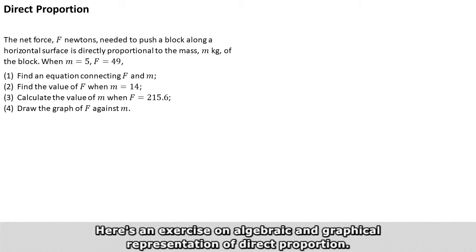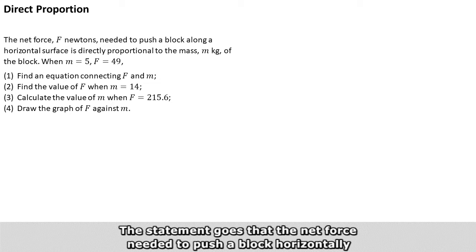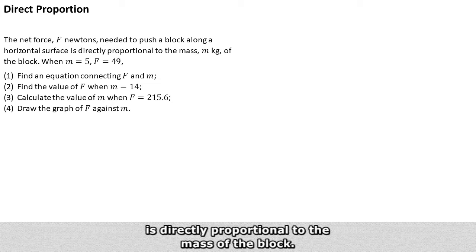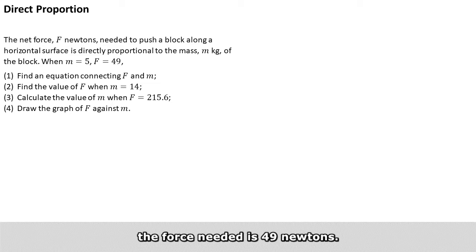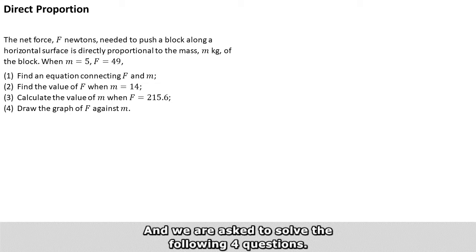Here's an exercise on algebraic and graphical representation of direct proportion. The statement goes that the net force needed to push a block horizontally is directly proportional to the mass of the block. We are also given that when the mass is 5 kilograms, the force needed is 49 newtons, and we're asked to solve the following 4 questions.